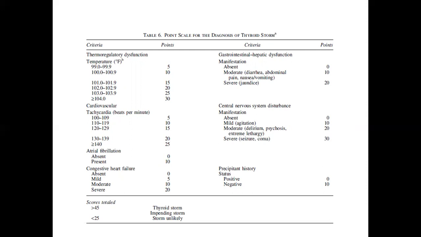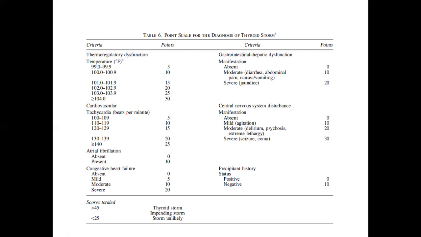Likewise, with regards to the cardiovascular system, if the patient has tachycardia ranging between 100 and 109, the patient is given 5 points. If the heart rate is greater than 140, these patients are given 25 points. So these points are in multiples of five. Likewise, if there is atrial fibrillation, these patients are given 10 points, while absent atrial fibrillation is given 0. Congestive heart failure is categorized into mild, moderate, and severe. The severe one is given 20 points, while the mild one is given 5 points.